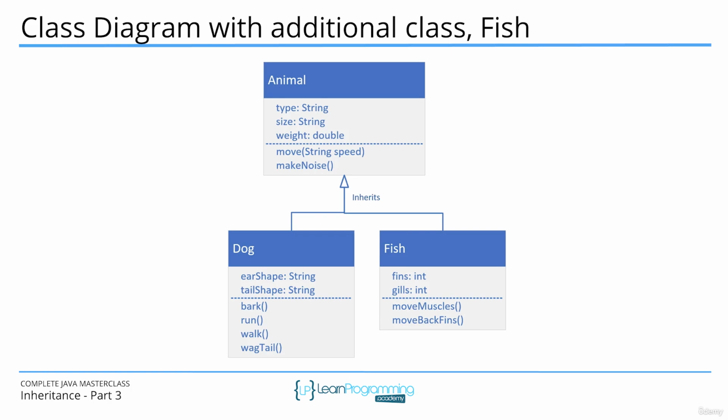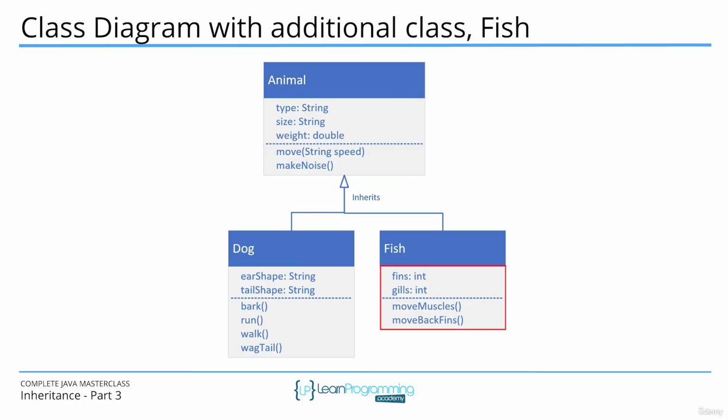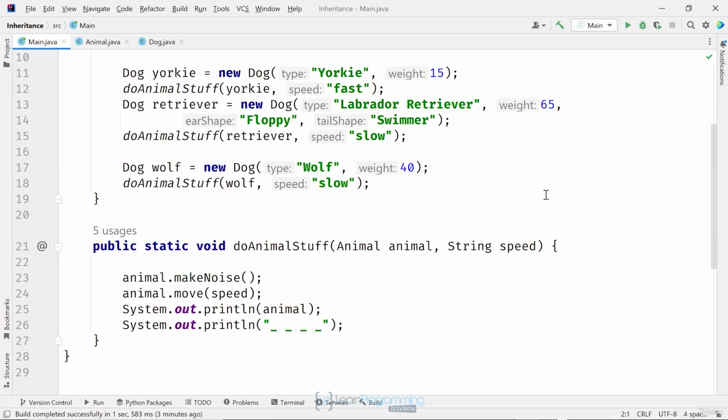As you can see, it's quite a bit different from dog, but it's still an animal. This diagram shows the new class named fish that extends animal. It has two fields and two methods specific to its own type. Let's build that fish class.